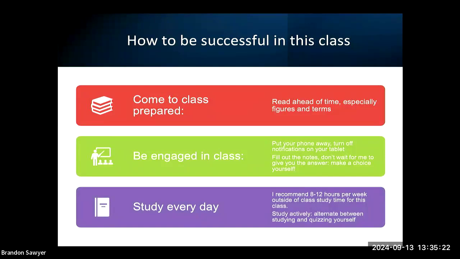But there's a lot of information, and it just keeps coming in this class too. And so, a lot of studying every day. And then lastly is studying in an active way too. Okay. A lot of times people will just read over the notes over and over and over again.